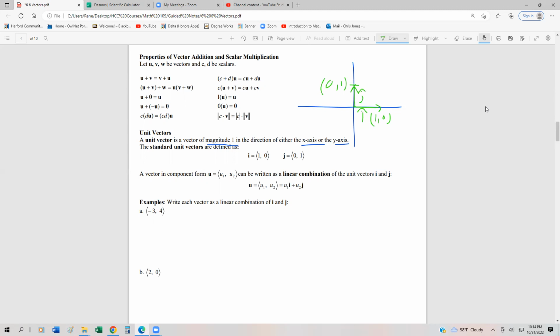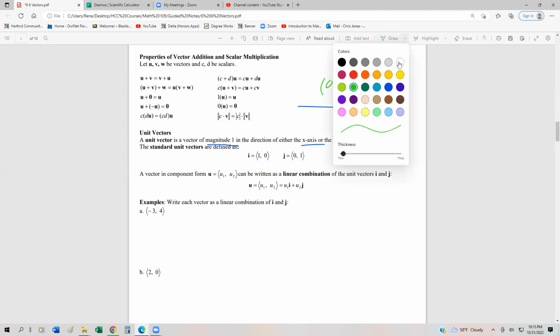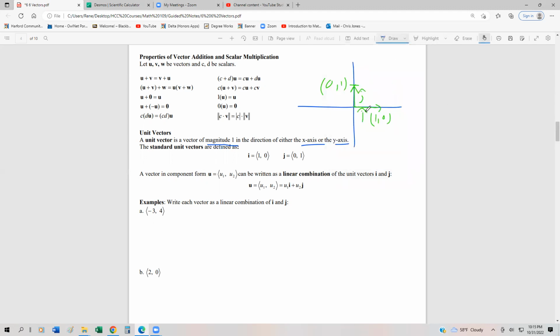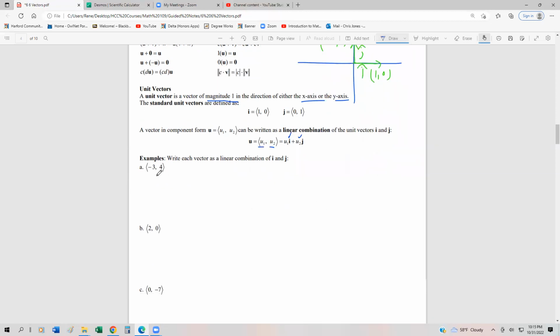So the unit vectors are vectors of magnitude 1 solely in the x direction and solely in the y direction. We can use those to write vectors as a linear combination. If I know the component form, which we've looked at already, then I could just stick an i and a j in front of those components. These are actually really easy to work with. So if I have a vector in the component form -3, 4, and I call that u, u would be equal to -3i plus 4j.